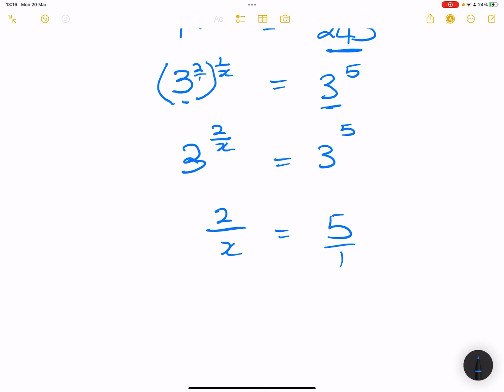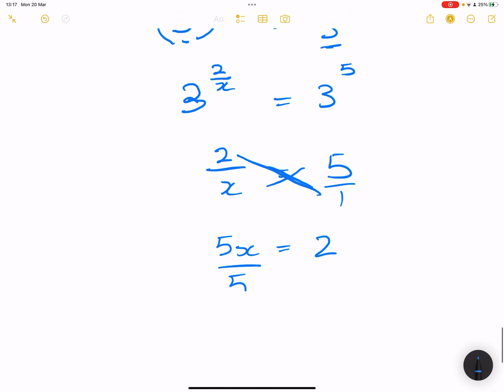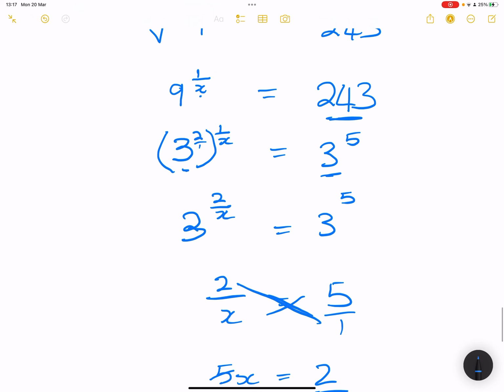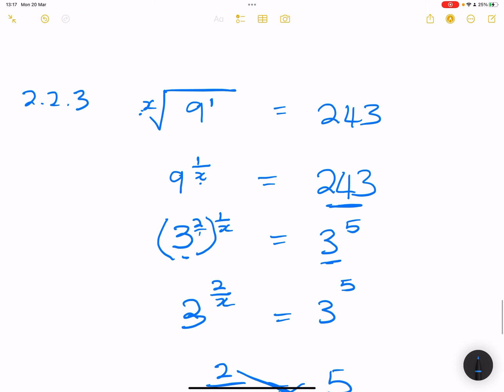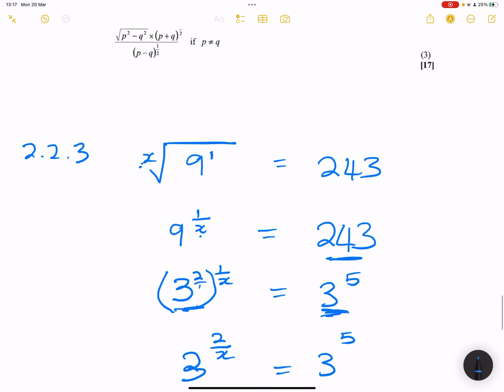And so in this case, what do we do? We cross multiply. That means 5x is equal to 2 times 1, which gives us 2. And so we can divide both sides by 5, and so x will be equal to 2 over 5. And that's our final answer. Hope that you've got that, ladies and gents. All we do is change those bases to be exactly the same, and in this case, we just deal with the exponents.